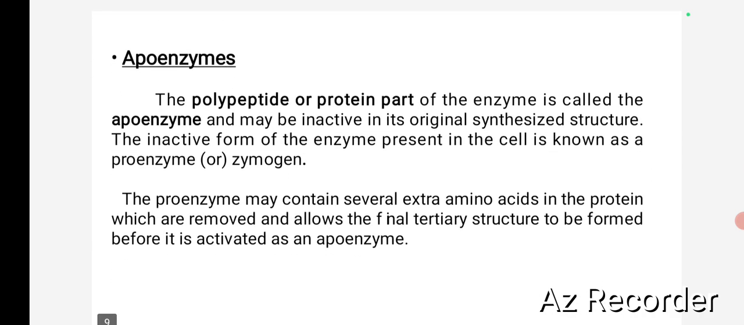Next one, apoenzymes. The polypeptide or protein part of an enzyme is called the apoenzyme and may be inactive in its original synthesized structure. The inactive form of an enzyme present in the cell is known as a proenzyme, otherwise called a zymogen. The proenzyme may contain several extra amino acids in the protein which are removed, allowing the final tertiary structure to be formed before it is activated as an apoenzyme.